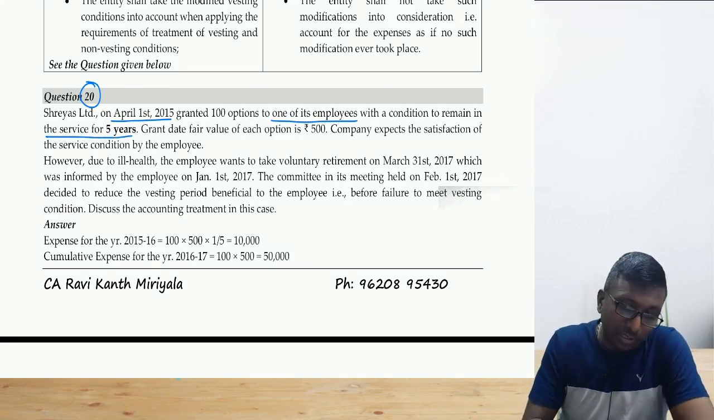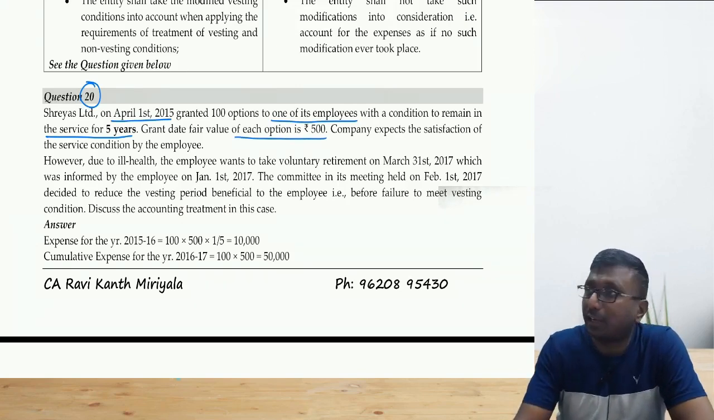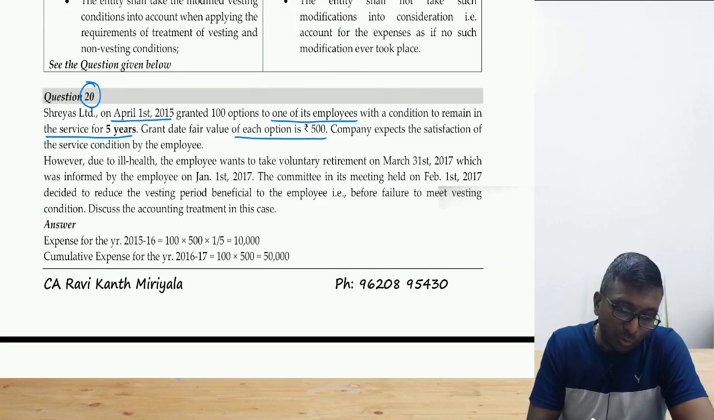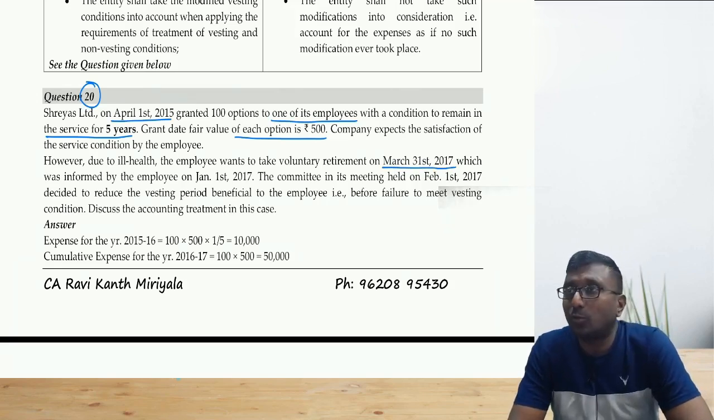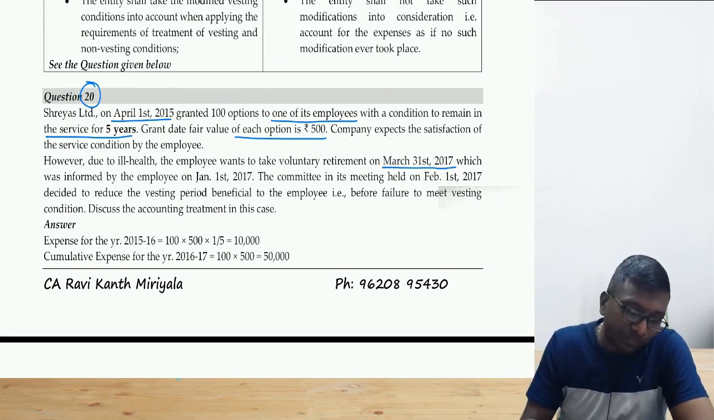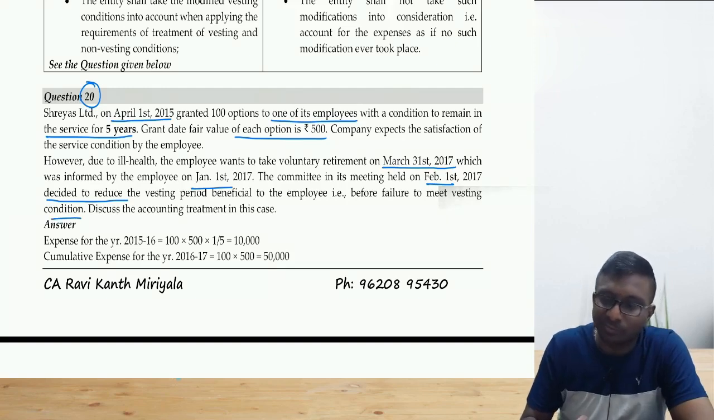Okay, right. Grant date fair value of each option is 500 rupees. The company expects the satisfaction of the service condition by the employee. However, due to ill health, the employee wants to take voluntary retirement on March 31st, 2017. Actually, we told him to work for 5 years. After 2 years only, he has to leave due to reasons. Which was informed by the employee on 1st January, and the committee in the meeting held on February 1st, 2017 decided to reduce the vesting period, beneficial to the employee.